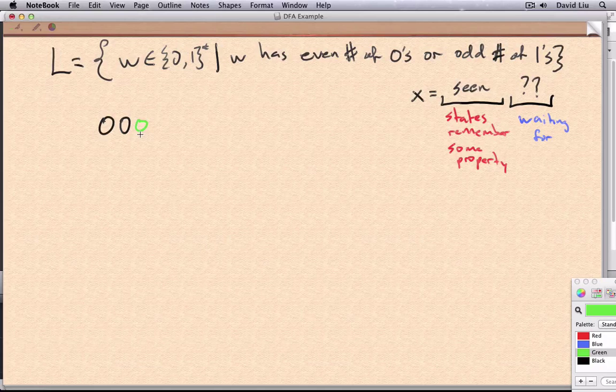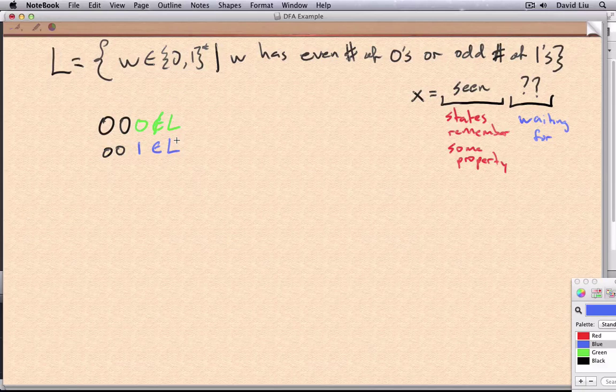If I consider the string 000, well now this string has an odd number of zeros, but an even number of ones because 0 is even. So that means this string is not in L. On the other hand, the string 001, this string is in L.